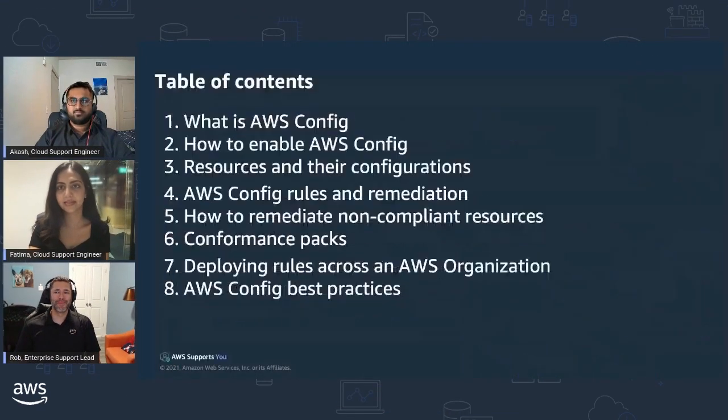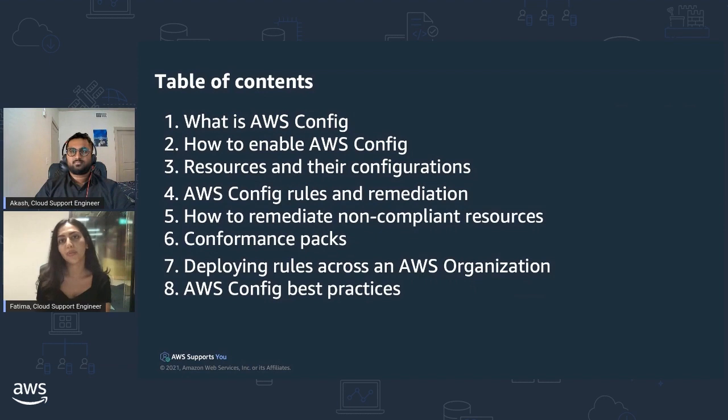Fatima, can you walk us through what we're going to be talking about today? Of course. So in today's agenda, we're first going to talk about what is AWS Config and then how to enable AWS Config. We'll then look into resources and their configurations. Akash will then run through AWS Config rules and remediation. We also have a demo on how to remediate non-compliant resources. After that, we'll look at conformance packs, which are another way of deploying AWS Config rules. And then we're going to move on to deploying rules across AWS Organizations. And then lastly, we're going to talk about some best practices.